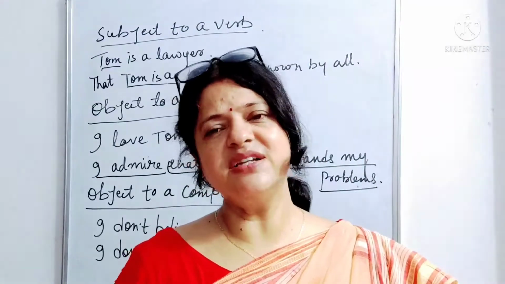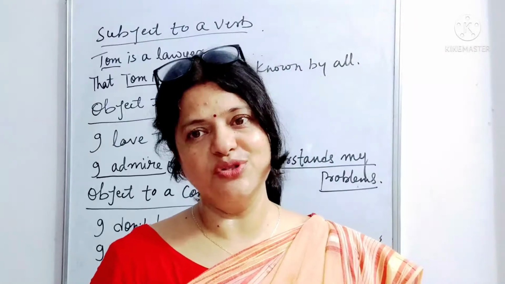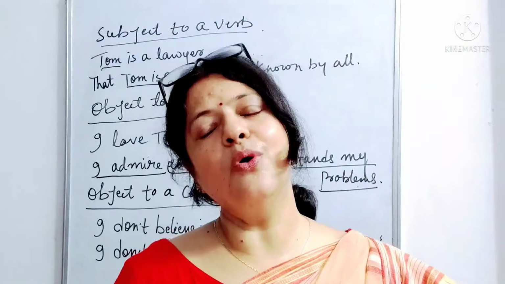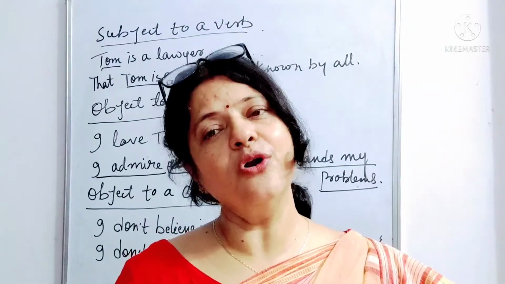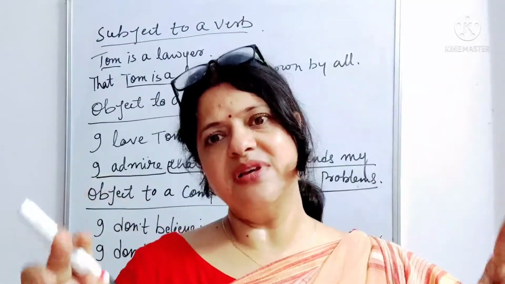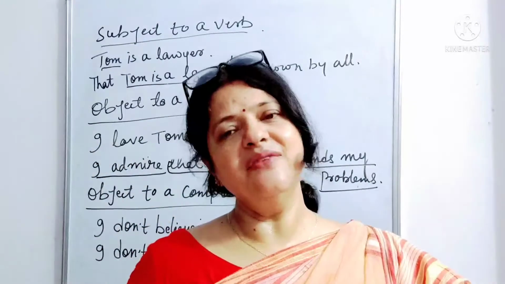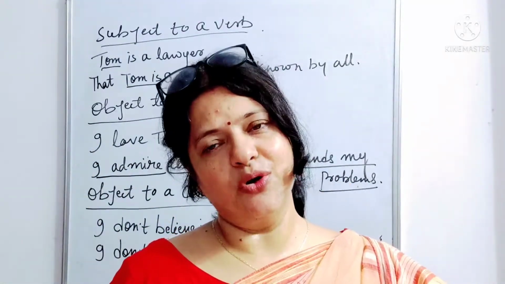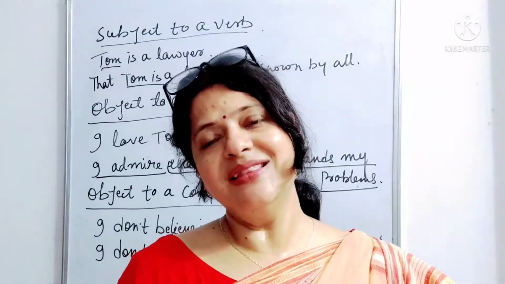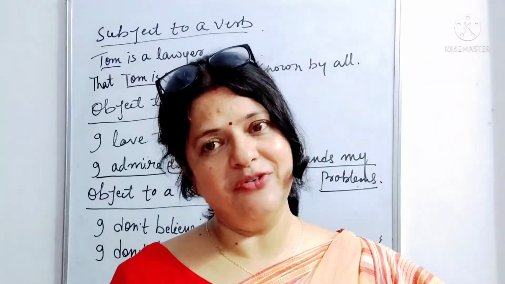In a complex sentence we have one principal clause and one or more subordinate clauses, okay? The principal clause, which is also called independent clause or main clause, gives us the full, complete meaning, and then we add a subordinate clause which depends on the principal clause for its meaning. These subordinate clauses can be noun clause, adjective clause and adverb clause.